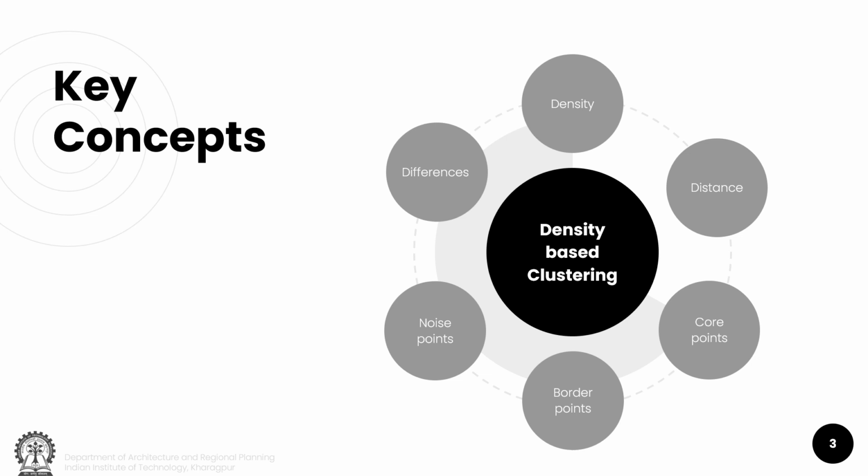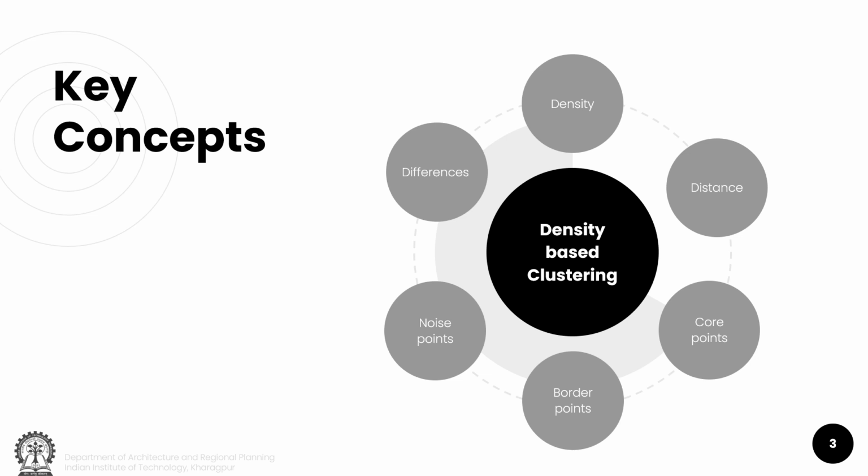In density-based clustering, the distance between two data points is calculated using a distance metric such as Euclidean distance or Manhattan distance. 3. Core points. Core points are data points that have a sufficient number of other data points within a specified distance, known as the density radius. These core points are used to form the basis of a cluster.